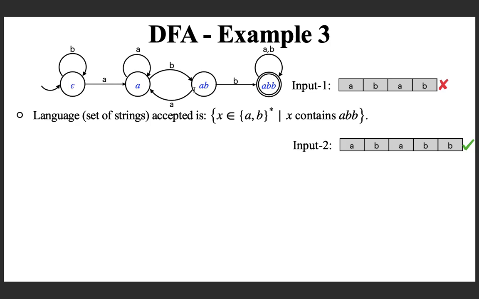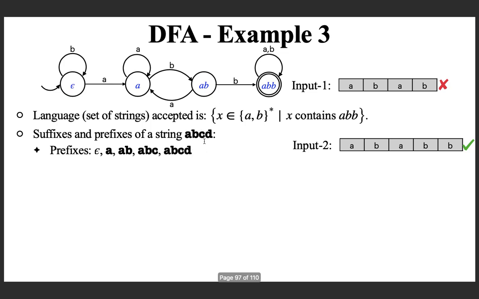Now, the question is, how will you design such an automaton for a substring? And to explain how, I need to introduce what are suffixes and prefixes of a string. Now, consider an example string ABCD. The prefixes are these. From the left, if you take 0 or more symbols, you will get prefixes. 0 symbols means nothing is taken. It is a special string denoted as epsilon, meaning 0 symbols from the left.